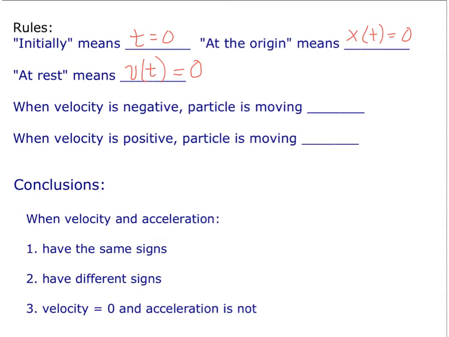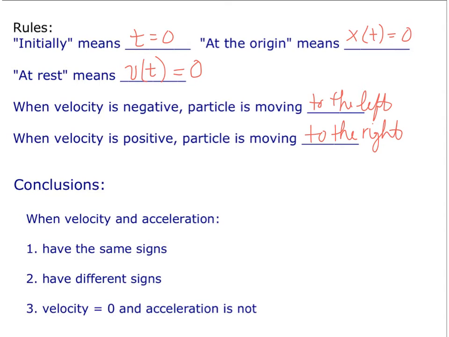If the velocity of the particle is negative, then the particle is moving to the left. If the velocity is positive, the particle is moving to the right. Now notice that we're talking about the first derivative. Positive or negative of the first derivative tells us the direction of the particle.